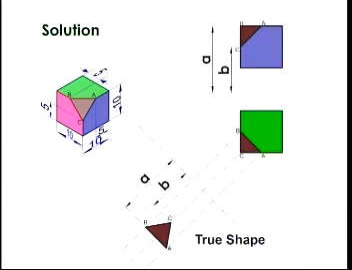Did you find the true shape with the right method of construction? Let's see a simple video to illustrate the solution. Good. In today's lesson, we have seen the construction method of auxiliary views for three-dimensional objects.